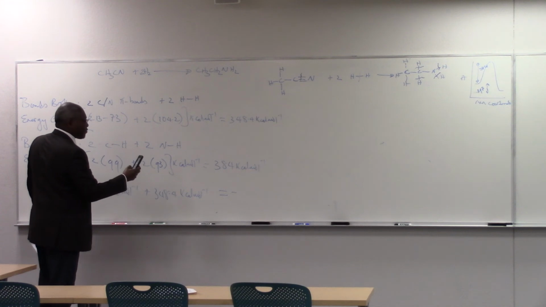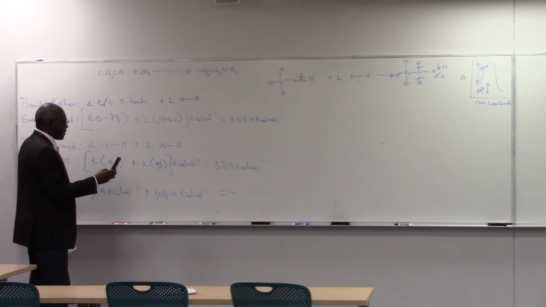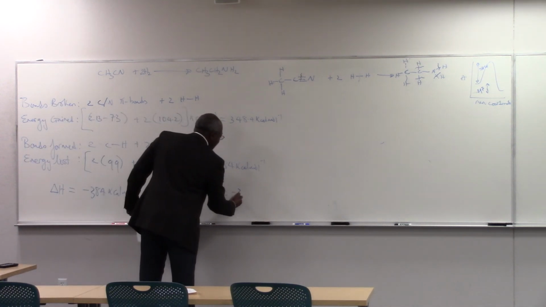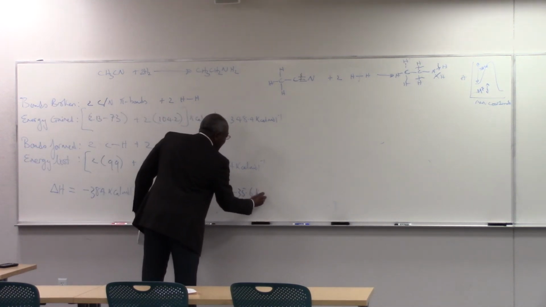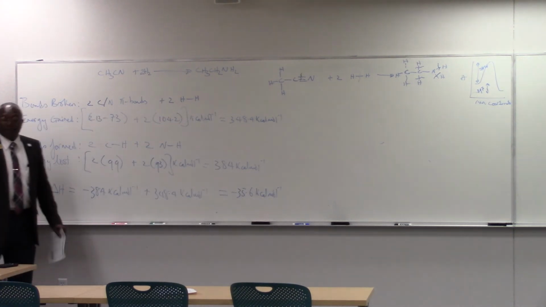So 384 minus 348.4, that's 35.6. That's negative 35.6 kcal per mole. Okay?